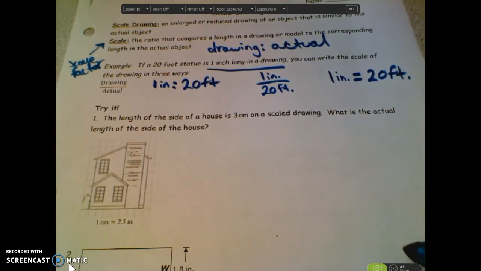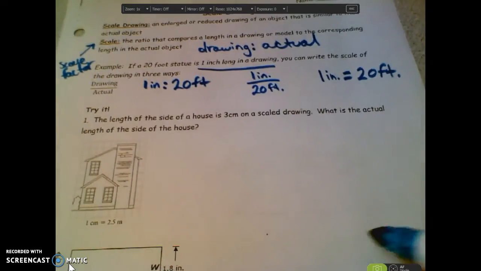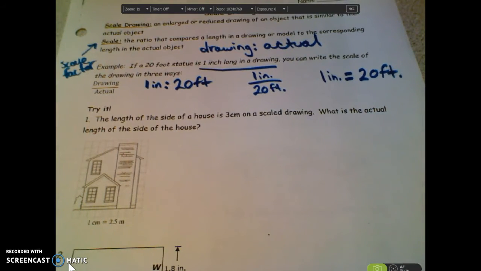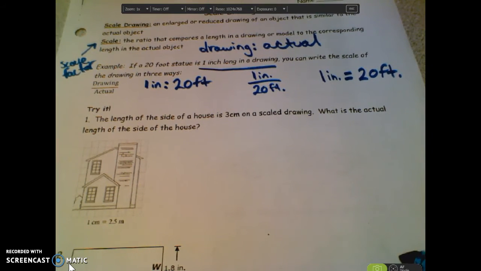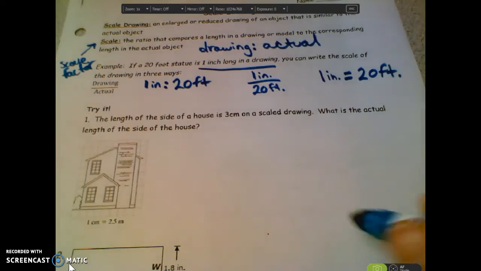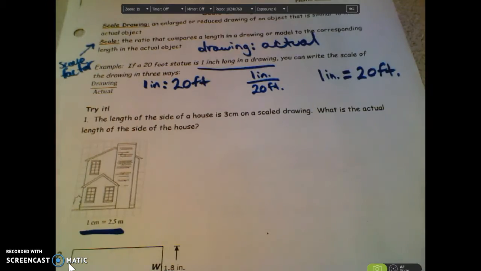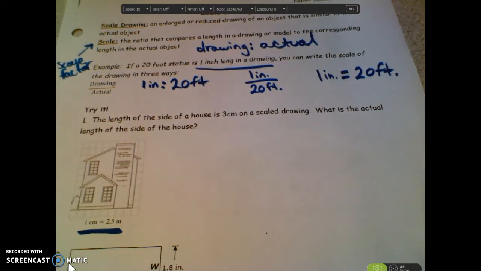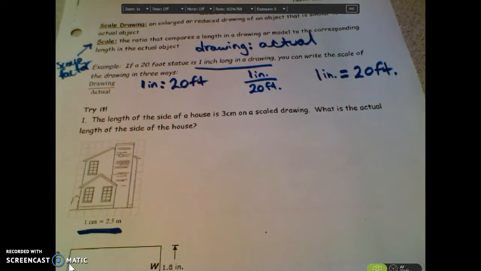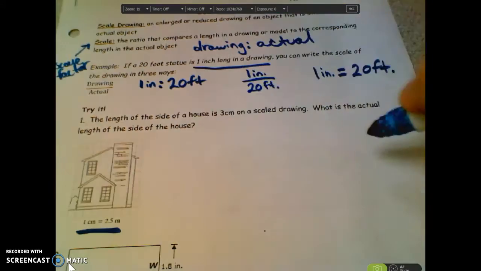All right, let's go ahead and give it a try. It says the length of the side of a house is 3 centimeters on a scaled drawing. What is the actual length of the side of the house? Well, right here we see our scale. 1 centimeter is 2.5 meters in real life. So if the length of the side of a house is 3 centimeters in the drawing, what we can set up is a little proportion.